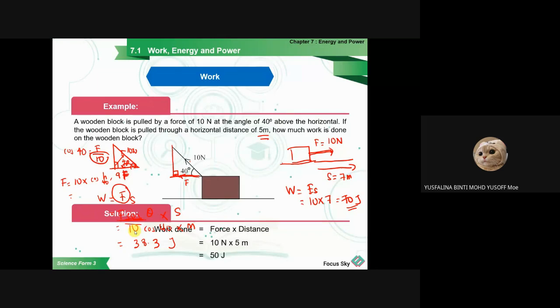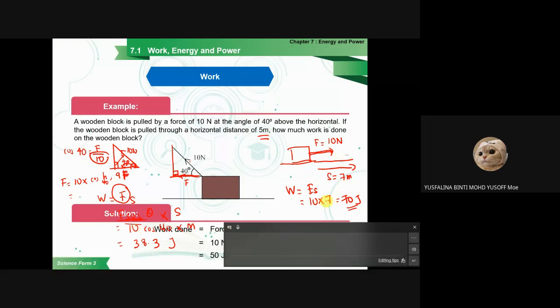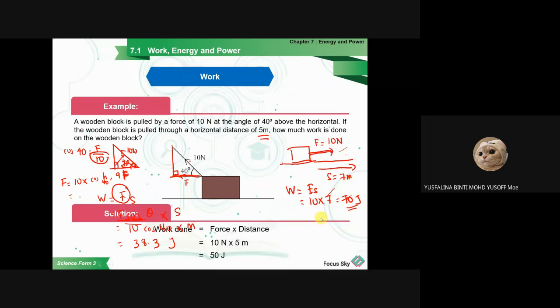So for this one you cannot use Fs. This is wrong. If you learn physics, the force must be in a straight line. So you cannot straight away use 10 multiplied by 5. That one can only be used like this. You have to change it to the straight line first, find the straight line force, then you use it. So this is wrong. Don't use this one.